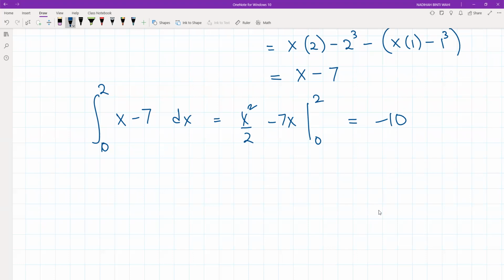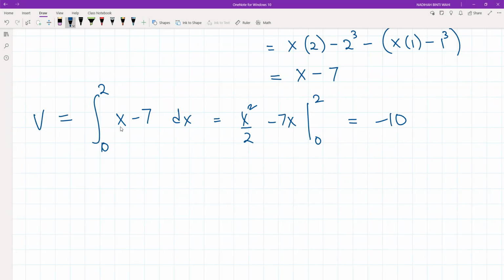So does it make sense? The volume is minus 10. No. So from physical intuition, what does it mean? Below 0 exists. Yes, so it is below the XY plane.